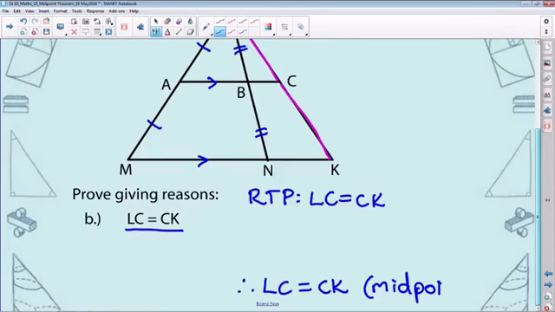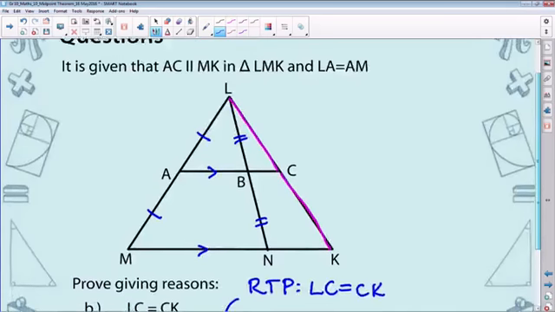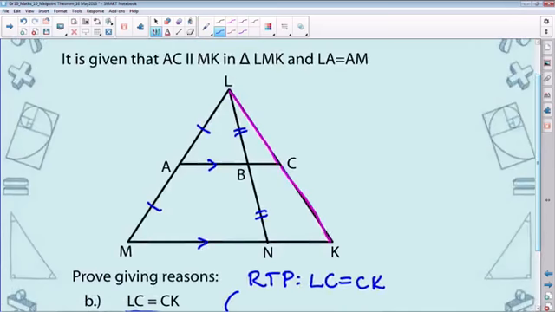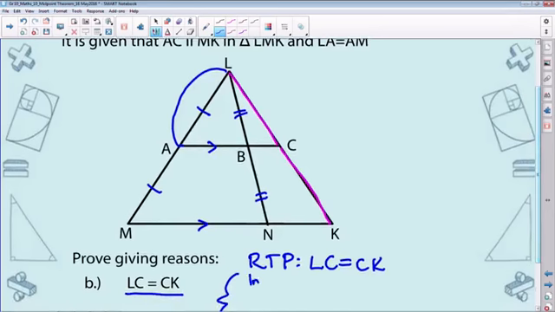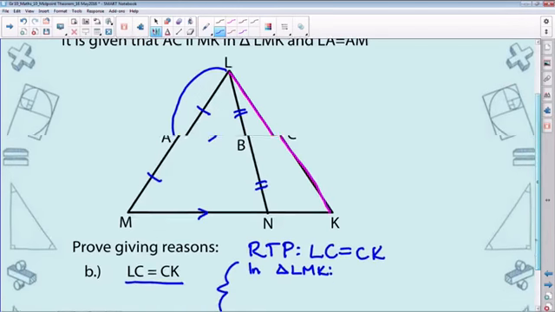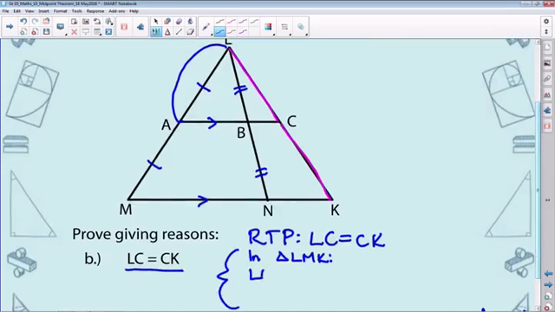We can't just say that it's the midpoint theorem. We need to give evidence that backs it up. So we need to fill up that space over there, and we're going to fill that up by once again stating the obvious. We have a triangle. Maybe we should state that in triangle LMK, LA is equal to AM.